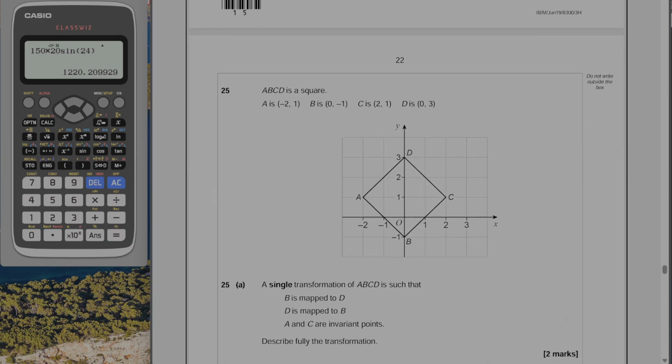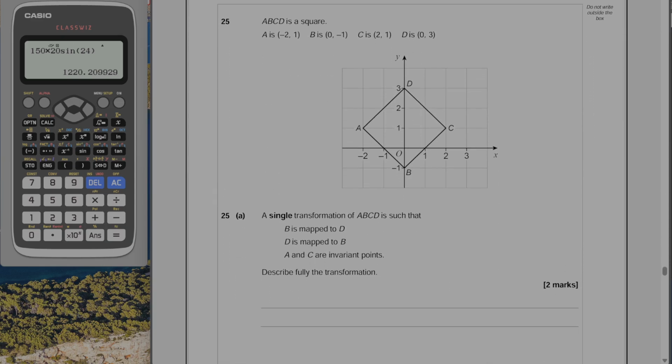Right, question 25. Square, we've got the coordinates of the square. A single transformation of A, B, C, D is such that B is mapped onto D. So that's the new position of B. D is mapped onto B. A and C are invariant points, so they don't move.